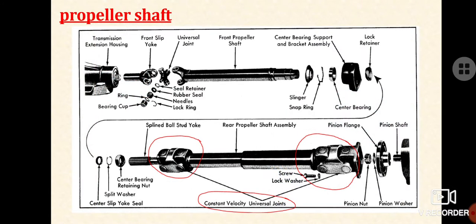So in this picture, first of all, about propeller shaft, I would like to tell you this is the shaft which transmits the drive from the transmission to the bevel pinion or worm of the final drive in front engine, rear drive vehicles, and from the transfer box to the front and rear axle in all-wheel drive vehicles. It is also called the drive shaft. It consists mainly of three parts. First is shaft, second is one or two universal joints depending upon the type of rear axle drive used, and third is the slip joint.